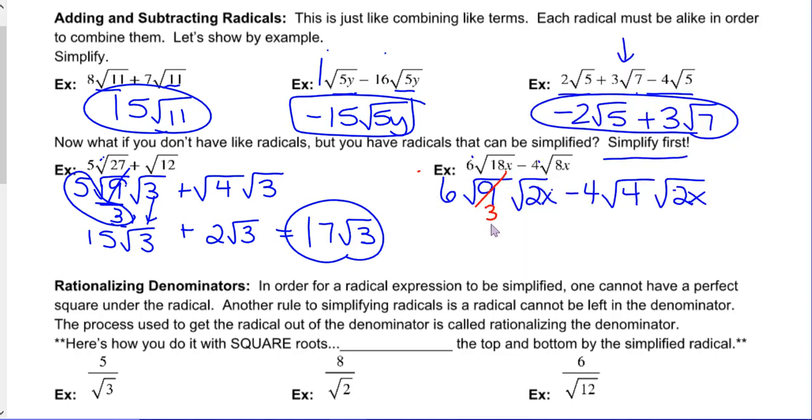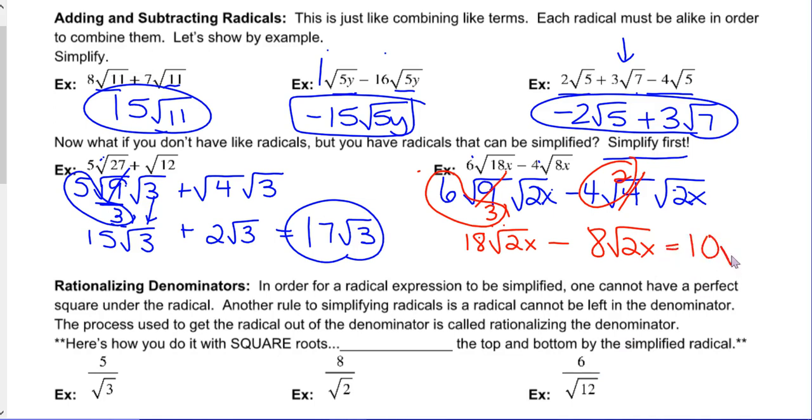change that to a 3, I need to multiply here to give me an 18 square roots of 2x. Subtract, this gives me a 2. That I want to multiply by that 4 gives me an 8 square roots of 2x. So change the number out front, keep the label. 18 root 2x minus 8 root 2x gives me a 10 square root of 2x. And that's our answer. So there you go for adding and subtracting.